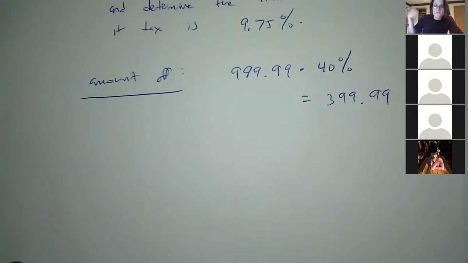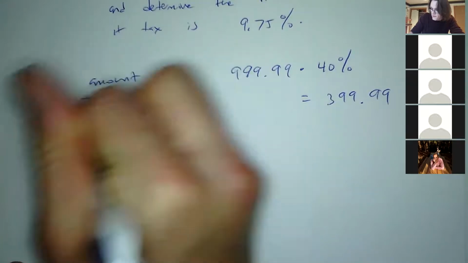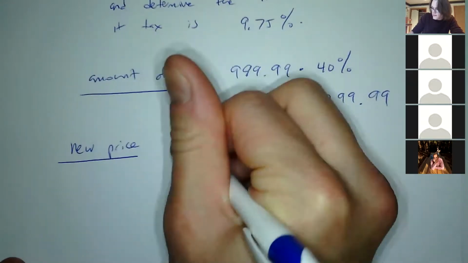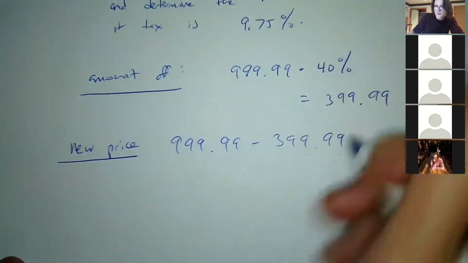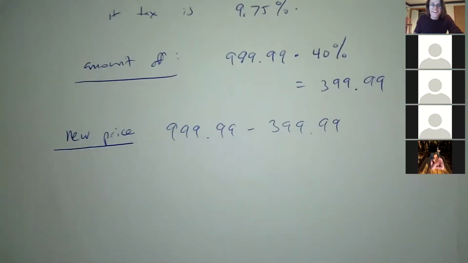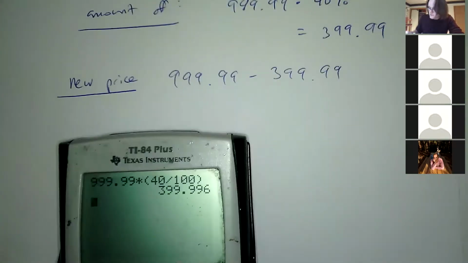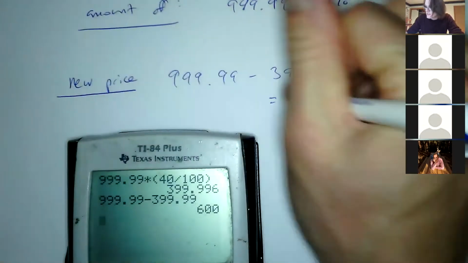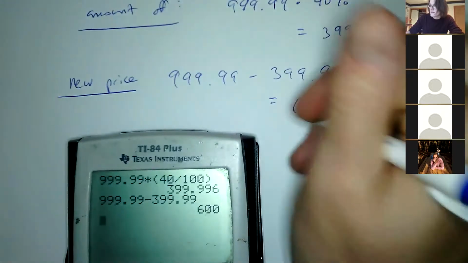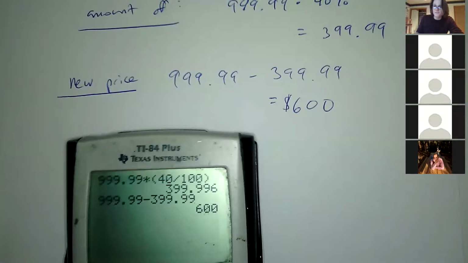And then what I'll do is I'll just subtract it. So the new price is 999.99 minus 399.99. And what are you going to get? You might just know by looking at it, right? But you can do it in your calculator too. It's $600. That's kind of pretty. The new price is just a flat rate of $600, which is decent for a TV.